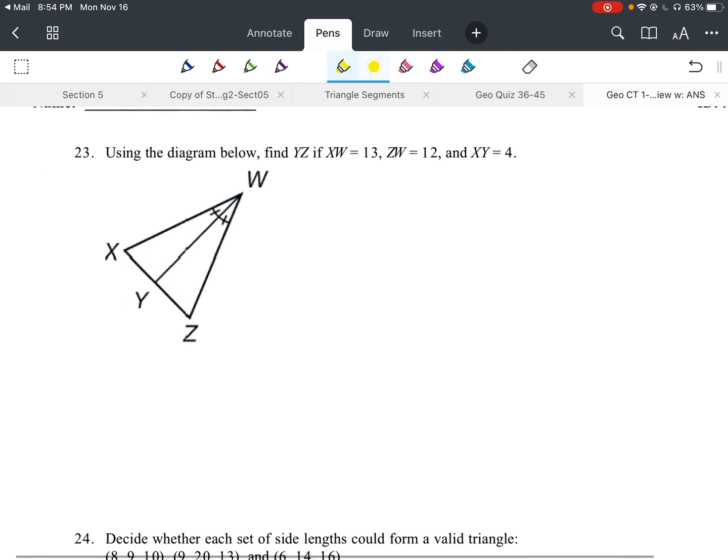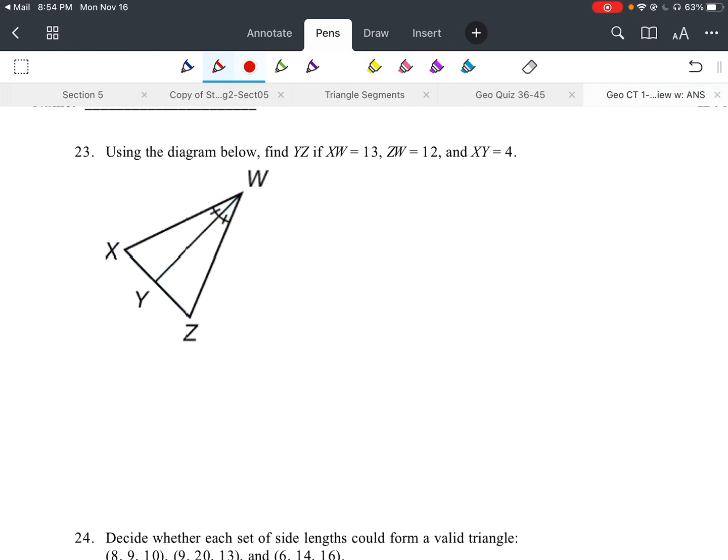Let's take a look at this one. You use a diagram, find YZ. YZ. Why not Z, right? So we're going to find this length here if possible. And I've got XW is 13, so let's write that in there. 13. ZW is 12. Okay, this is interesting. And XY is 4.